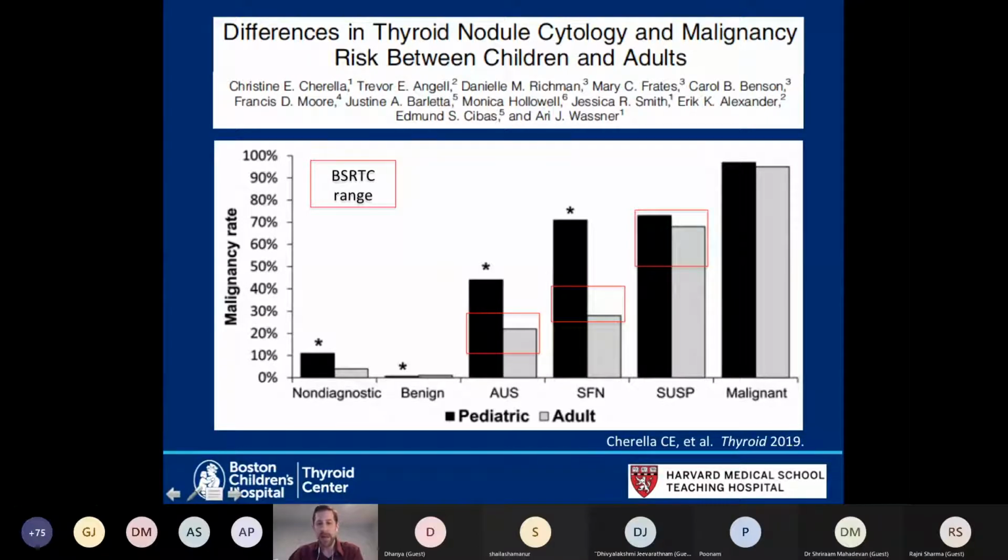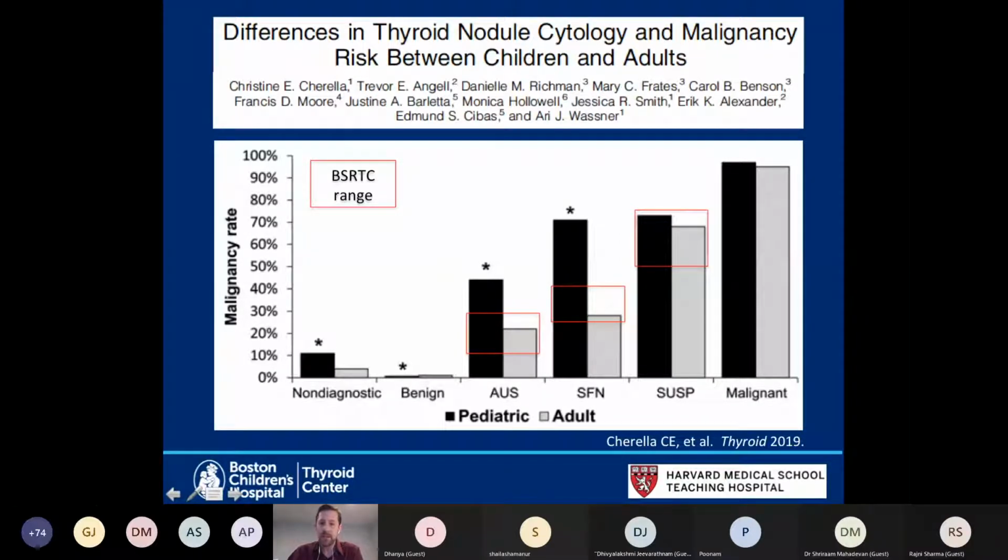And what you see here is the different categories, the malignancy rate on the y-axis, and then children in black and adults in gray. And what you'll see is benign nodules are roughly the same, malignant nodules are the same, even suspicious for malignancy are about the same. But in these intermediate categories, the pediatric rate of malignancy is substantially higher than in adults, even given the same cytologic findings interpreted by the same cytopathologist. And these red boxes are just meant to indicate the Bethesda recommended ranges, just to support that this lab does read adult cytology in accordance with Bethesda.